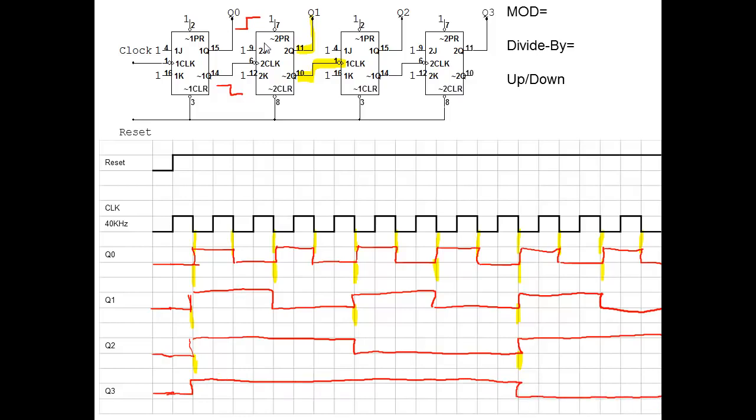Okay, it's like that. The mod number, believe it or not, I still haven't changed it. It's still 16 because it's still 2 to the 4th. I haven't done any kind of automatic reset. Divide by 16 still. Up, down, let's figure that out. Well, this is still our least significant bit. This is still our most significant bit, because that one changes the most often, so it's the least.